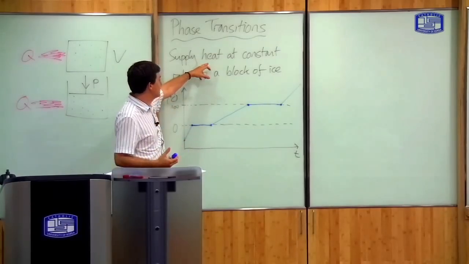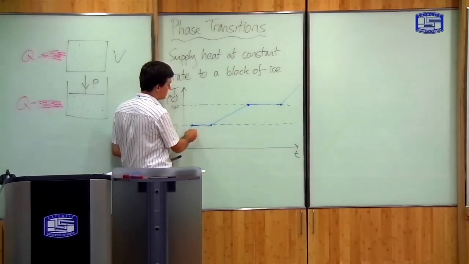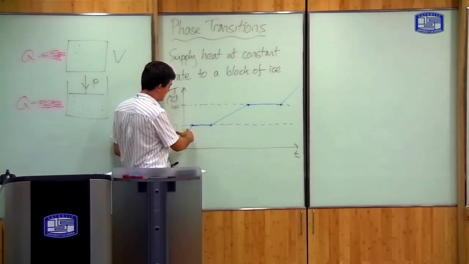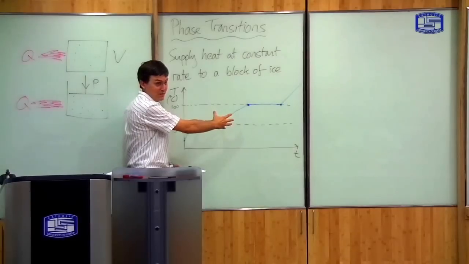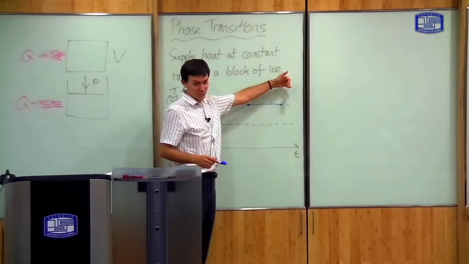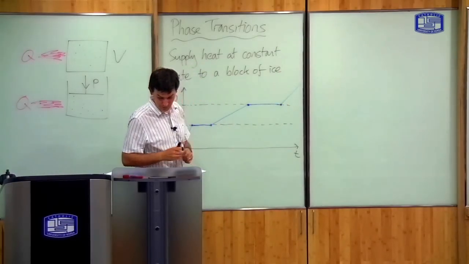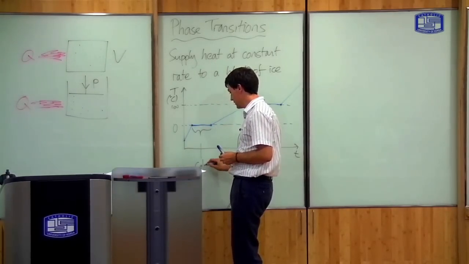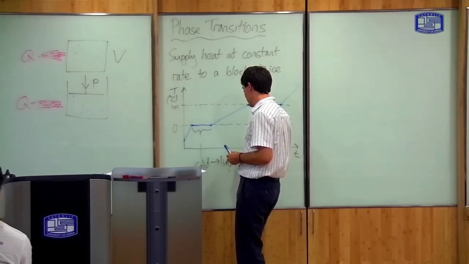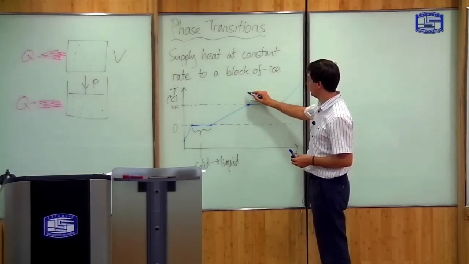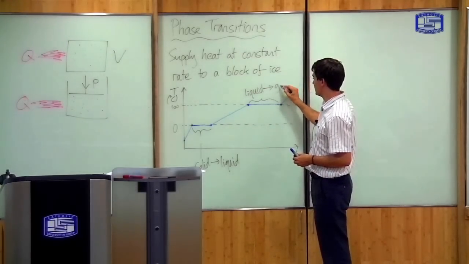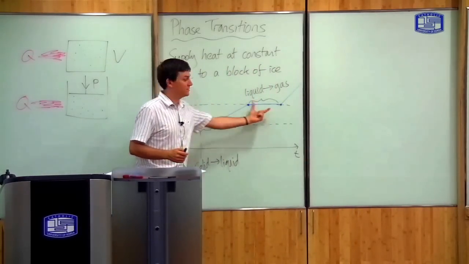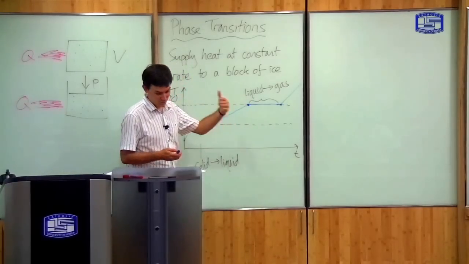Now because you're supplying heat at a constant rate, that must mean that between here and here, you put a lot of energy into the system, but the temperature doesn't change. That means it takes energy to change the state from ice to liquid water, and it takes energy to change liquid water into a gas. To write that clearly, what's going on here is that the solid water is turning into a liquid. And what's going on here is that the liquid is turning into a gas. And what you learn from this graph is that it takes energy to change from solid to liquid and from liquid to gas.